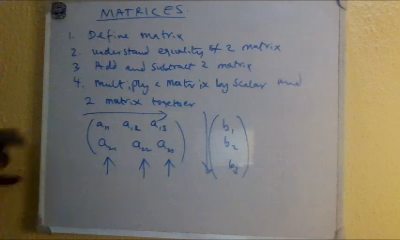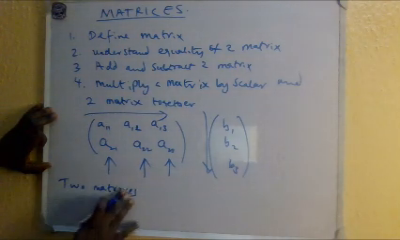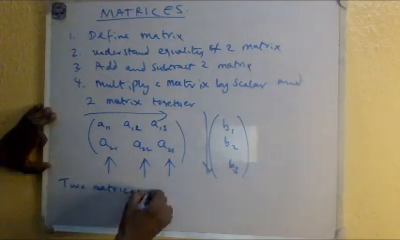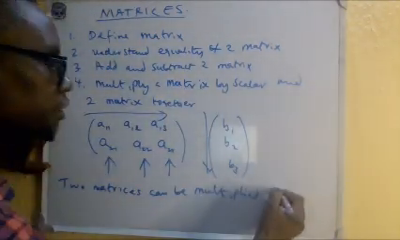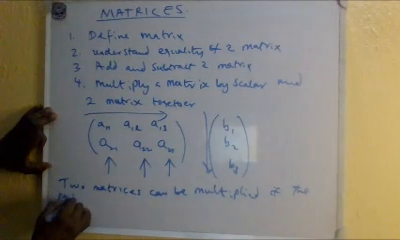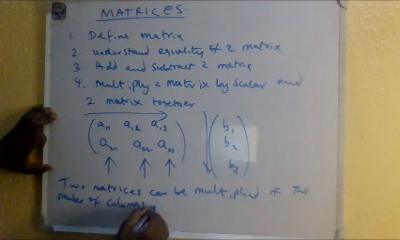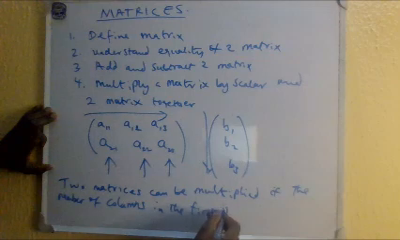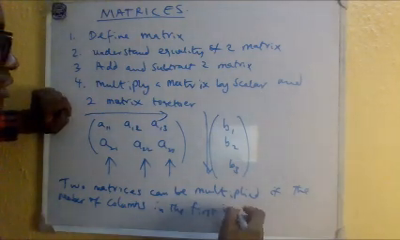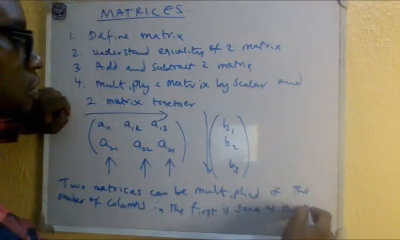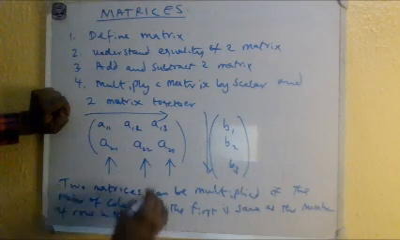So 2 matrices can be multiplied if the number of columns in the first is the same as the number of rows in the second. Okay, so this is it now.